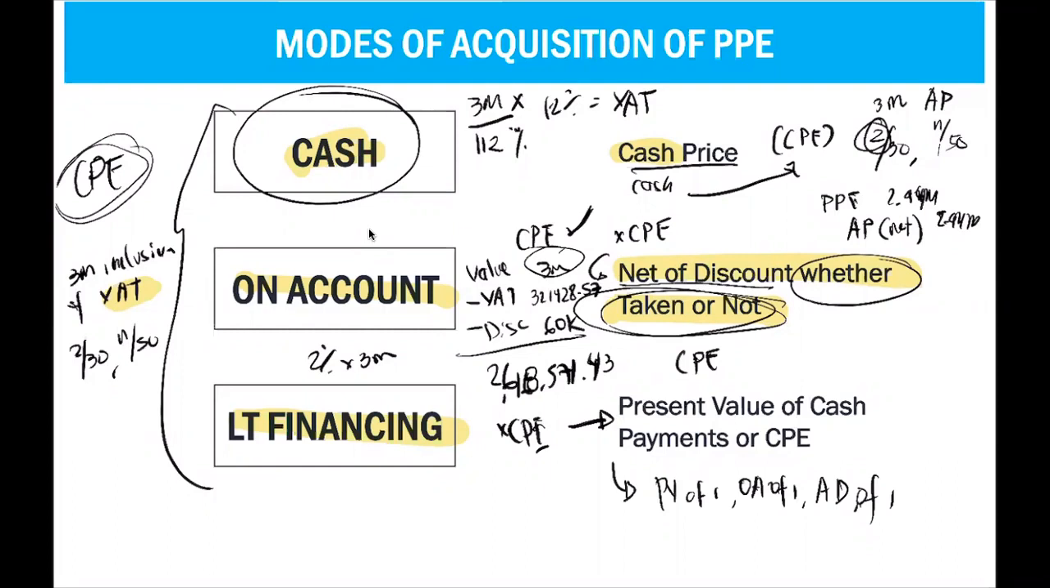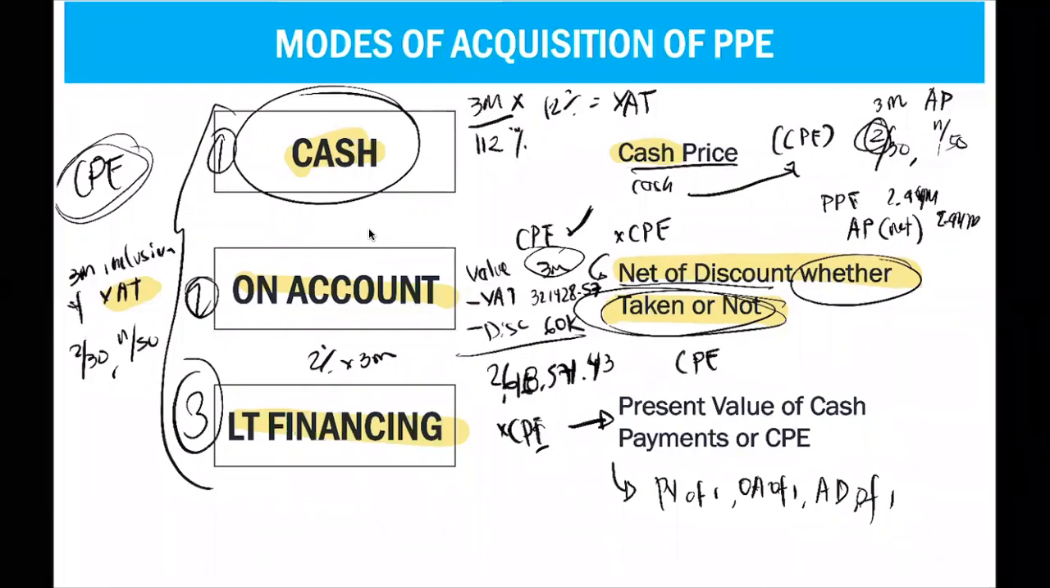Okay? So again, what are the rules as to these modes of acquisition? So 3 modes of acquisition. Rule, cash price equivalent. If no cash price equivalent, on account, how do we measure? Net of discount, whether taken or not. Long-term financing, present value of cash payments.